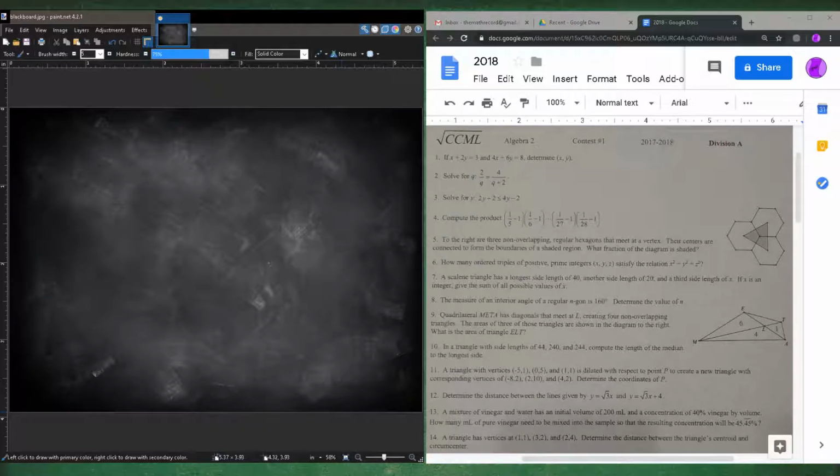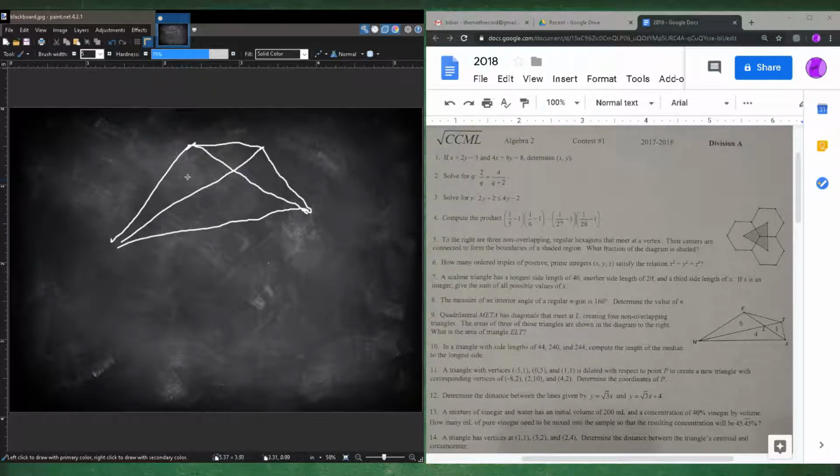Okay, number 19. Quadrilateral META has diagonals that meet at L, creating 4 non-overlapping triangles. The areas of 3 of those triangles are shown in the diagram to the right. What is the area of triangle ELT? Which is basically just the last triangle that they didn't give us. Something like this. They said this area is 6, this area is 4, and this area is 1, and we're looking for this area.